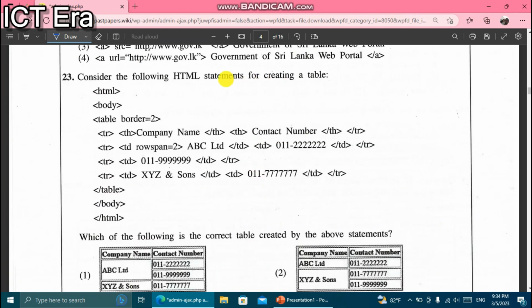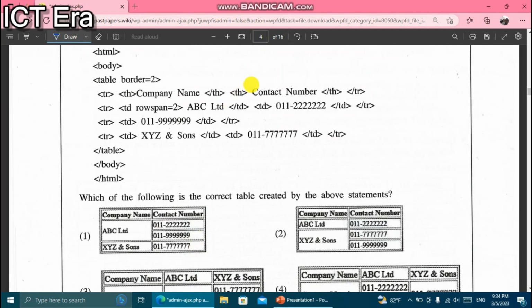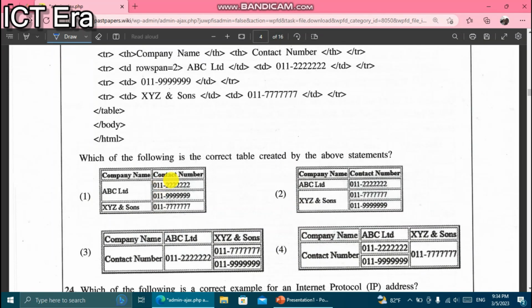Consider the following HTML statements for creating a table. Okay, now table border equal to, right. Then table row, table heading is company number. Yes. And then next table heading is contact number. So these two answers are wrong, these two answers are still correct.